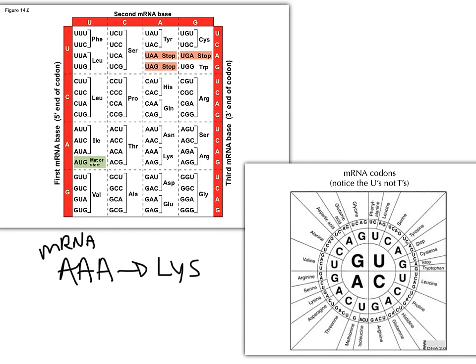You can also use this wheel to do it. You start in the middle and work your way out. So let's do the same thing. Here's our A, and then another A, and then our third A, and that's lysine. I'll give you the option of using either of these types of charts. You'll also notice that there are some special codons. AUG is a start codon, so that's where the sequence of codons starts. And then there are 3 different stop codons, which don't code for amino acids. They code for nothing, basically, which means that the polypeptide will stop being made there.